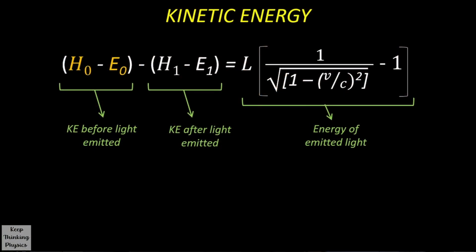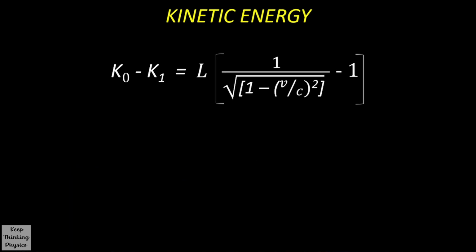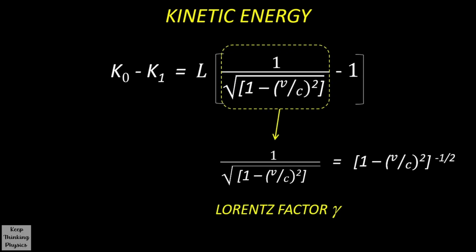We can see that H0 minus E0 is the kinetic energy before emission, and H1 minus E1 is the kinetic energy after emission, so we can say that the difference in kinetic energies equals the energy of the emitted light. We'll call the kinetic energies before and after emission K0 and K1. We also note that we have the Lorentz factor, gamma, present on the right-hand side. This appears everywhere in relativity theory and is seen here because the light particles are moving at a speed v. We can rewrite the Lorentz factor as shown here on the right, and this will be useful in the next step.